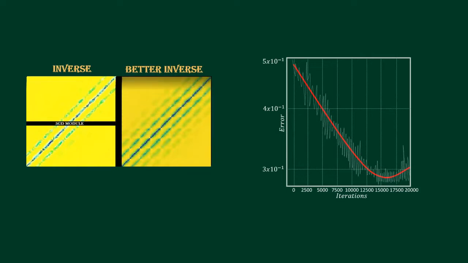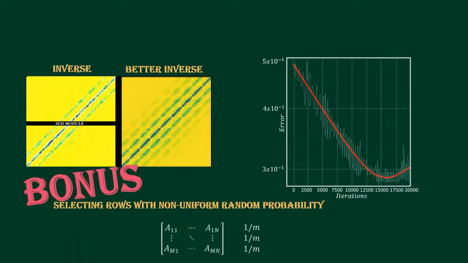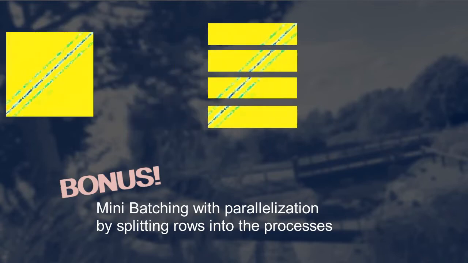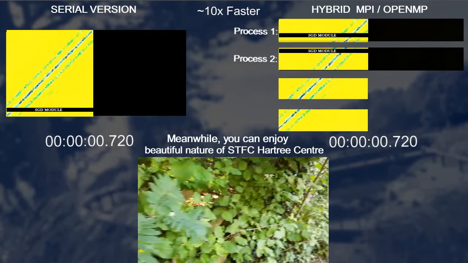The row for each iteration was selected uniformly at random. But what if the probability of selecting a row was according to the norm of the row? The results are slightly better. Another bonus is mini-batching with parallelization by splitting rows across the processes. Let's start the simulation by assuming we have 4 cores.